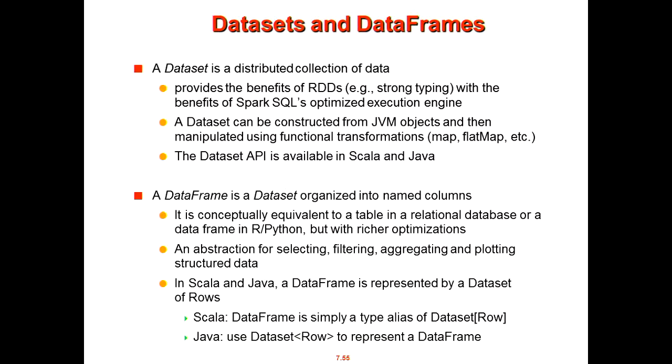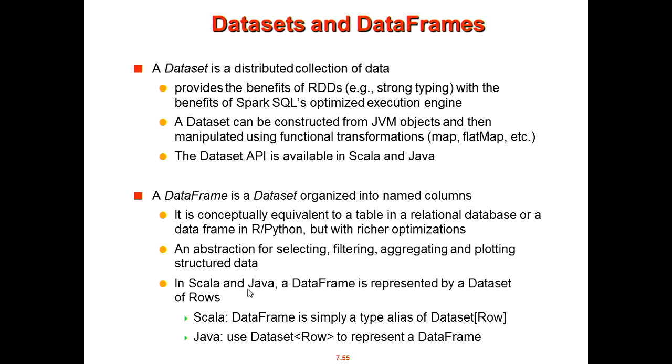In Spark SQL, the two most important concepts are called datasets and data frames. A dataset is a distributed collection of data. It provides the benefits of RDDs with the benefits of Spark SQL's optimized execution engine. I don't want to go into much detail because it's a little bit complicated. Just remember that a dataset is a distributed collection of data, and a data frame is a dataset organized into named columns. So a dataset does not have named columns, but a data frame has named columns.